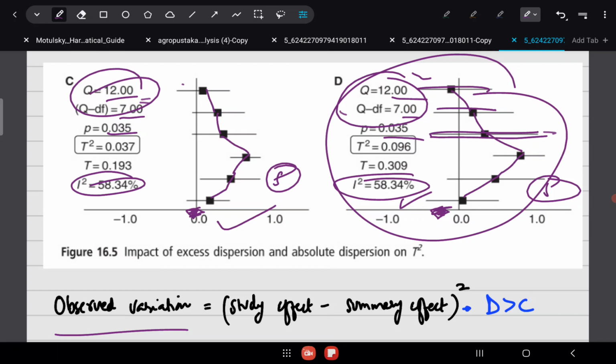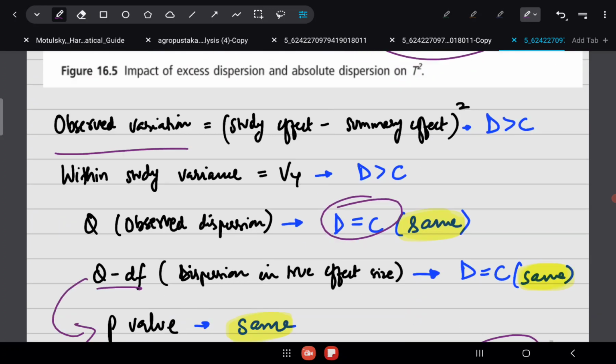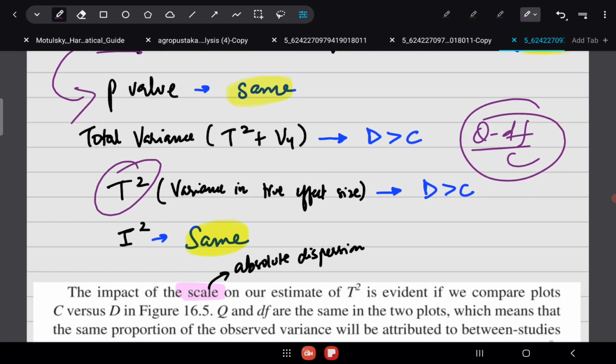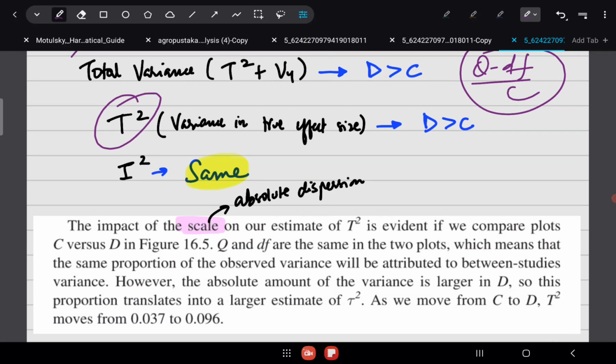So in both the forest plots, the proportion of the true variance is actually the same, right? The proportion of true variance is 58%. If there were a total of 100 units of variance, 58 units were contributed by the variation between studies. That is the true variation. However, despite this, the T square will come higher for D than for C. Why? Because it also depends on the scale of dispersion. So just remember that the T square statistic also depends on the scale of dispersion, right?